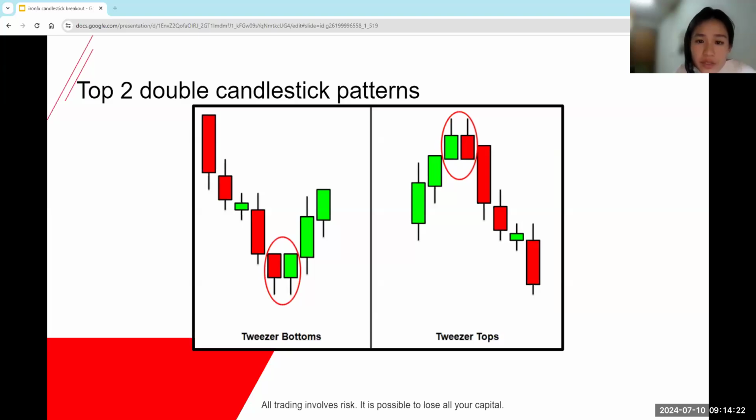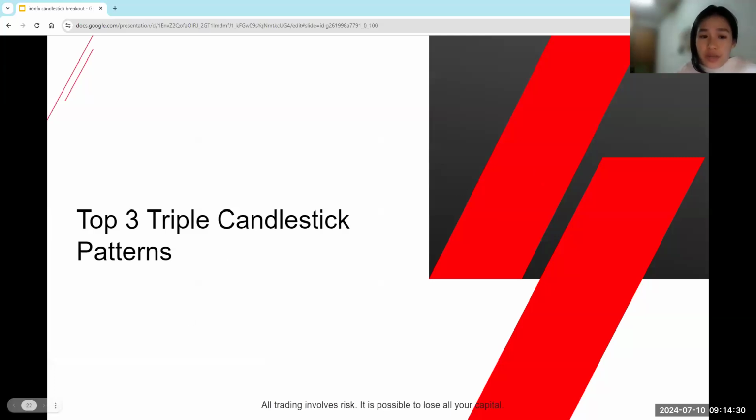Okay. Let me know again if there are any other questions. If not, let's move on to the top three triple candlestick patterns.